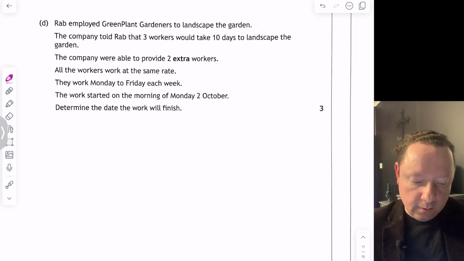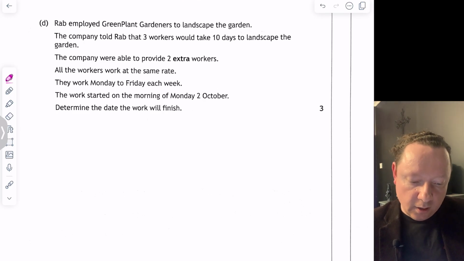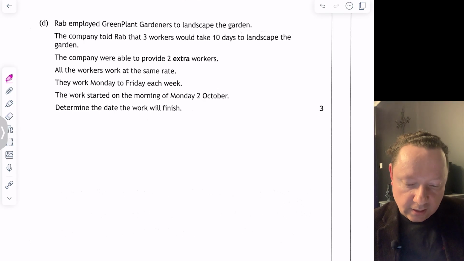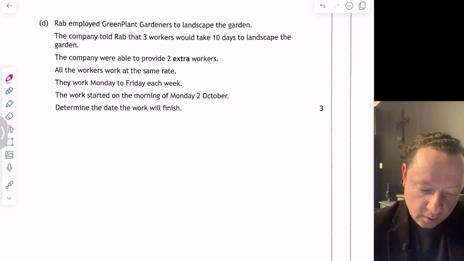Rab employed green plant gardeners to landscape the garden. The company told Rab 3 workers take 10 days to landscape. The company were able to provide 2 extra workers. All the workers work at the same rate, and they work Monday to Friday each week. We start work in the morning of Monday the 2nd. Determine the date we will finish. Okay.